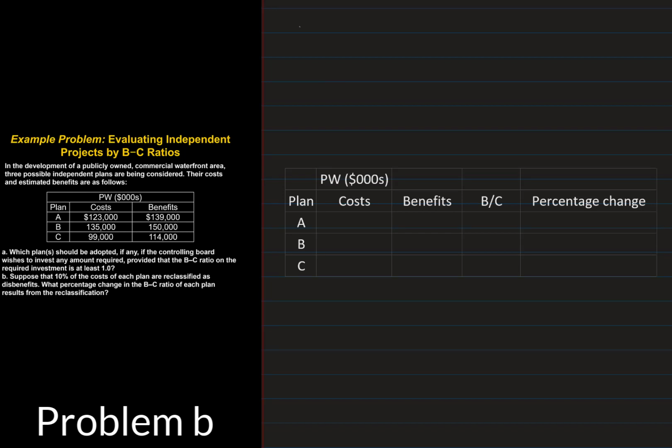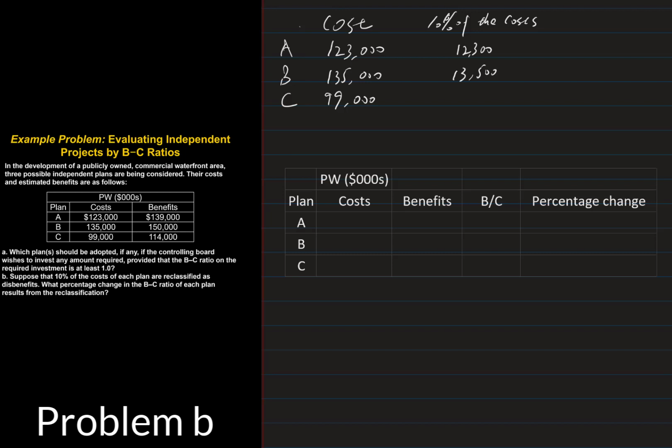Now we have the costs for A, B, C as below. Cost for A is 123,000, B is 135,000, and C is 99,000, and 10% of that are 12,300, 13,500, and 9,900.